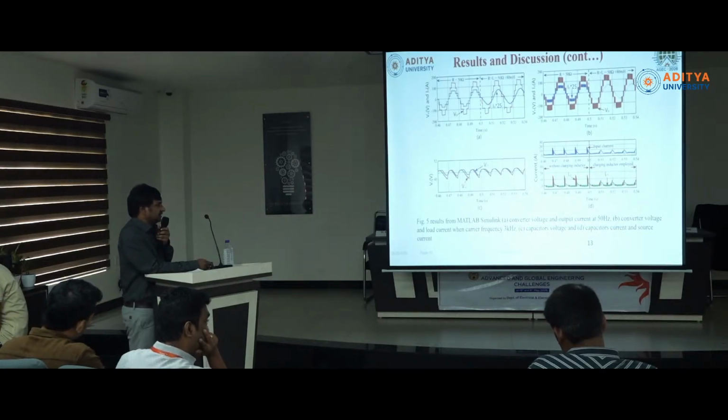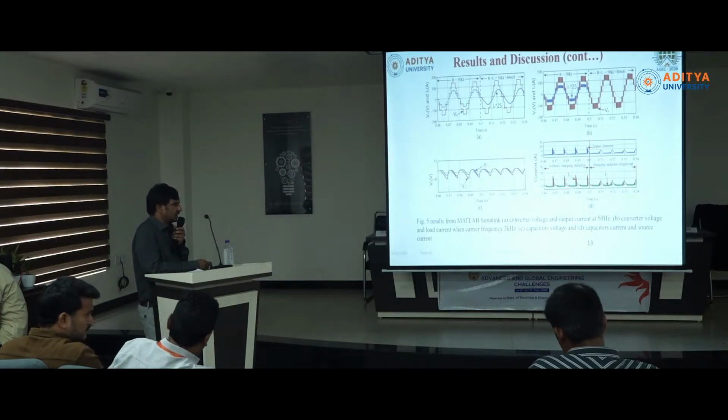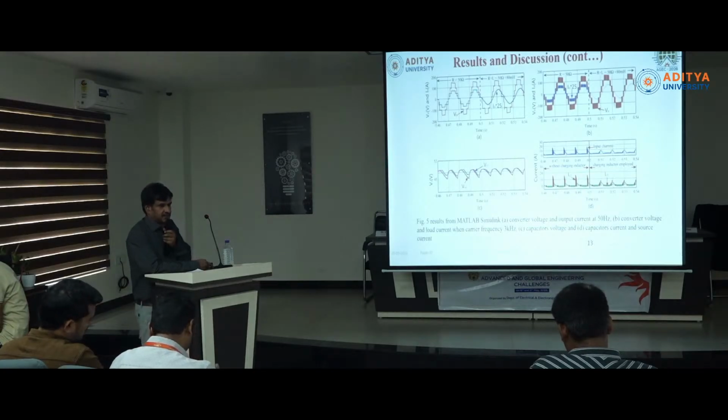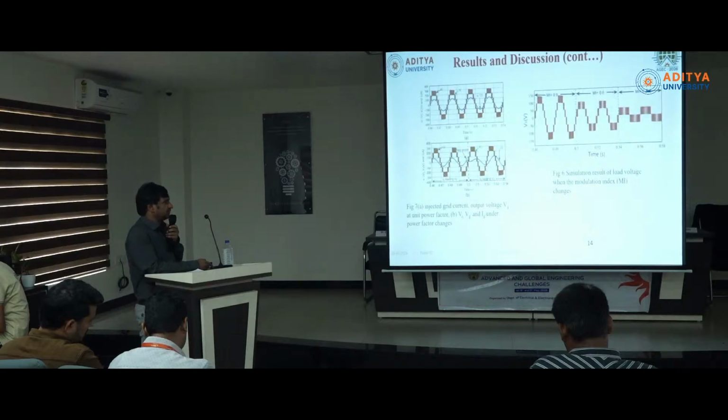The C trace shows the capacitor charging and discharging, and the fourth shows the capacitor voltage, current and the source currents. Because of the inductor, it does not allow a sudden change in current. That's why, when you go to the RL load, we have a smooth current waveform. And this is the other waveform.